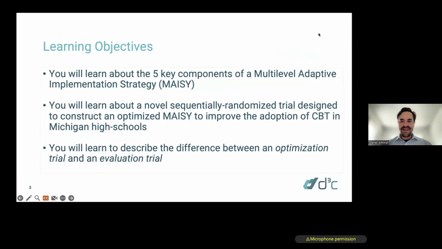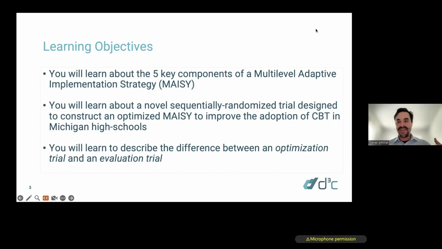Here are the learning objectives. I want you to know what the 5 components of a MAISY are. So first, I need you to know what a MAISY is, and I need you to know what the 5 components are. If all I ever do today is get through the first bullet, I've succeeded. So really the only requirement is bullet 1. Even if I stop talking after that slide, I'm happy to stop talking after that slide.